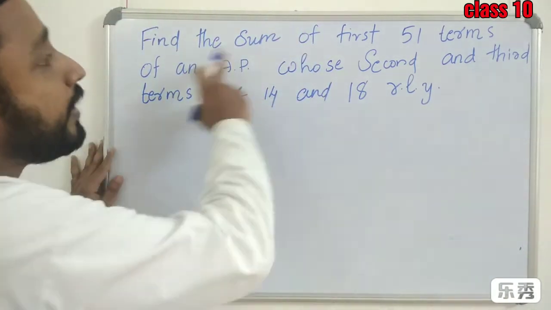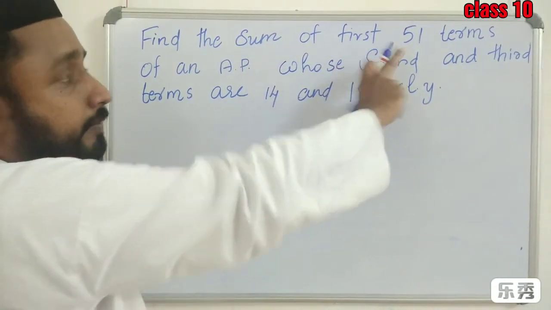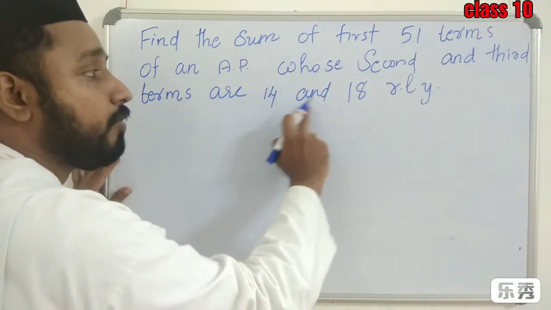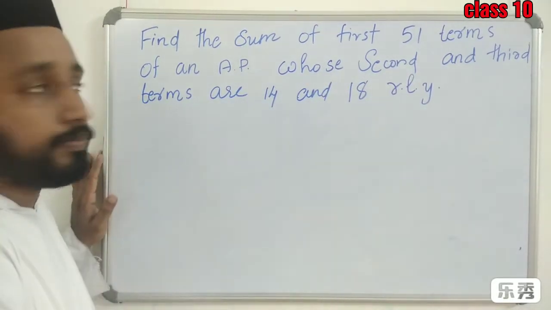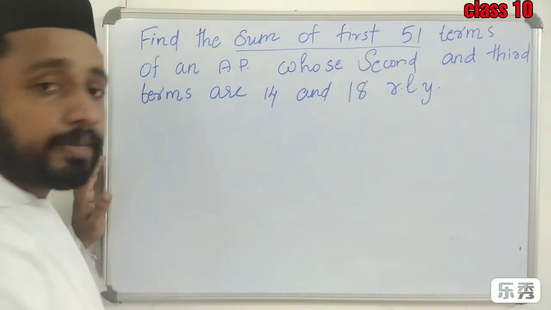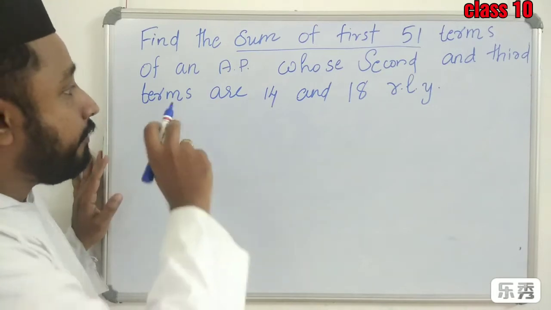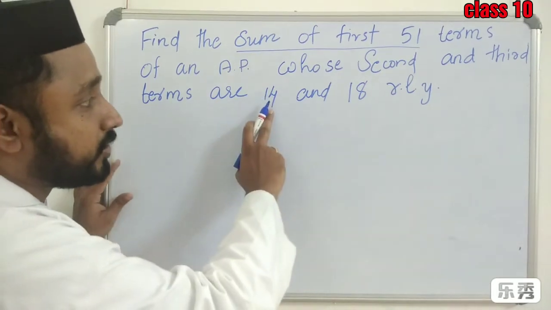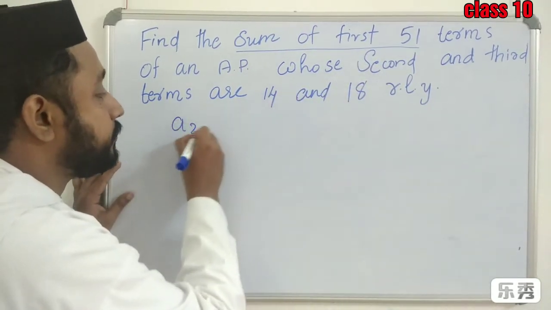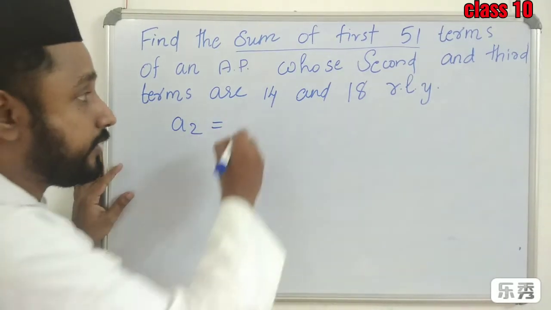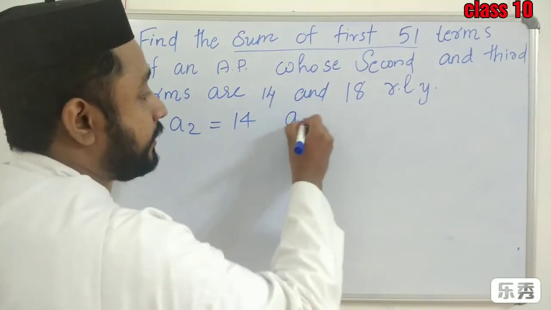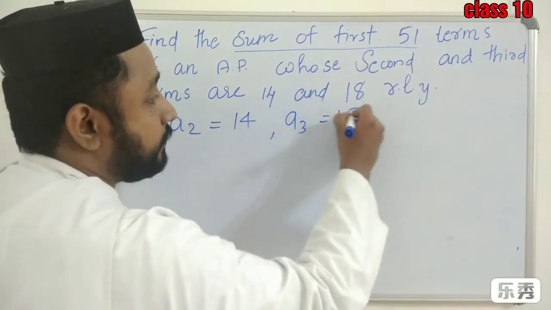First one is: find the sum of first 51 terms of an AP whose second and third terms are 14 and 18 respectively. So we have to find the sum of first 51 terms of an AP, and we are given two conditions. The second term A2 is 14, and the third term A3 is equal to 18.